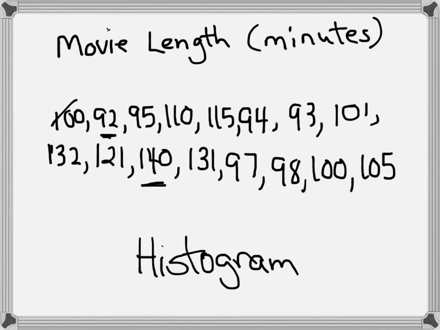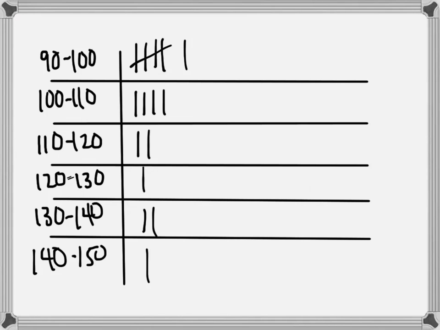That's very important. The number 92 I would cross off. You can see where I put that. I would put that in 90 to 100. And so as I go through my data, what I find is I have 6 movies between 90 and 100 minutes, 4 movies between 100 and 110, 2 movies, 1 movie, 2 movies, and 1 movie.